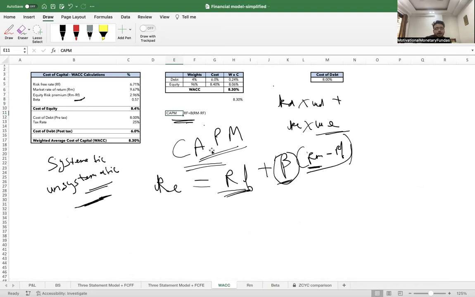Capital Asset Pricing Model. It says your cost of equity is equal to RF, the risk-free rate on government securities, plus beta into RM minus RF. The risk-free rate is the rate that you get on a treasury bond, a treasury security. You have different securities for different kinds of maturities. So since we are forecasting the financial model for 5 years, take a 5-year treasury bond. So whatever interest rate you are getting on a 5-year treasury bond, take that. In this case, on a 5-year treasury bond, I'm getting 6.71%.